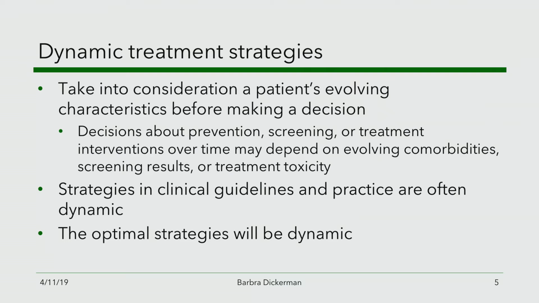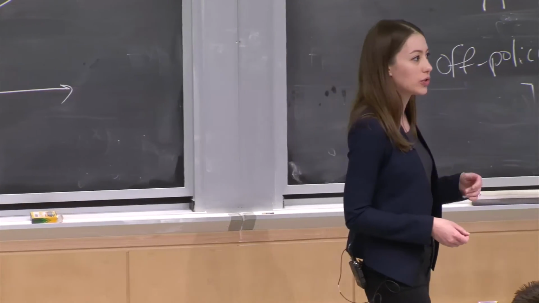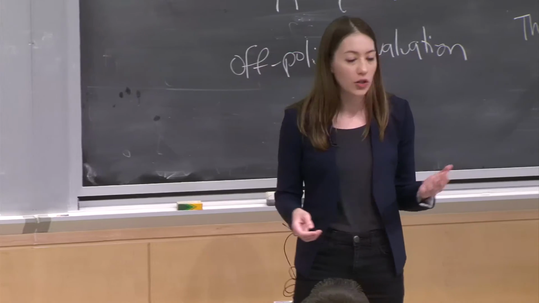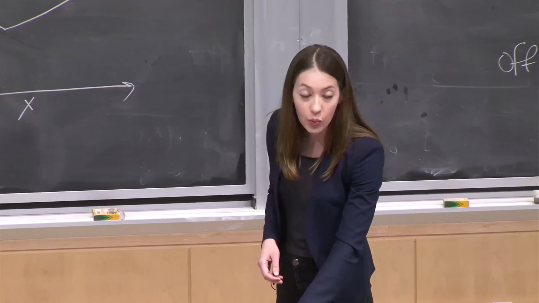So one thing to note is that while many of the strategies that you may see in clinical guidelines and in clinical practice are dynamic strategies, these may not be the optimal strategies. So maybe what we're recommending and doing is not optimal for patients. However, the optimal strategies will be dynamic in some way, in that they will be adapting to individuals' unique and evolving characteristics. So that's why we care about them. So what's the problem?